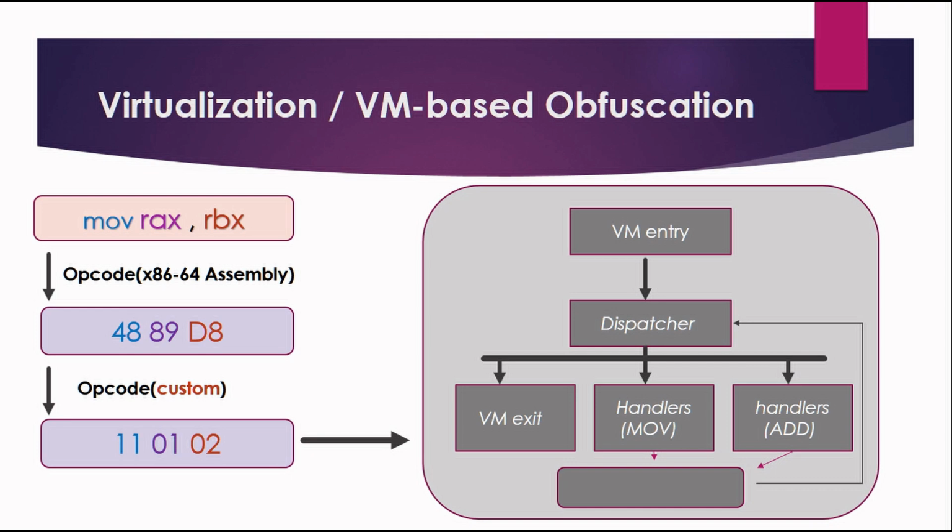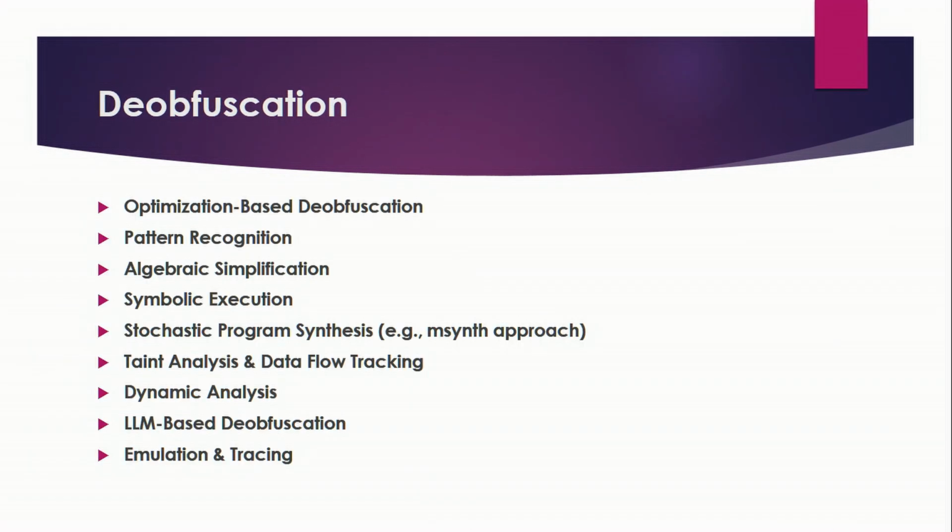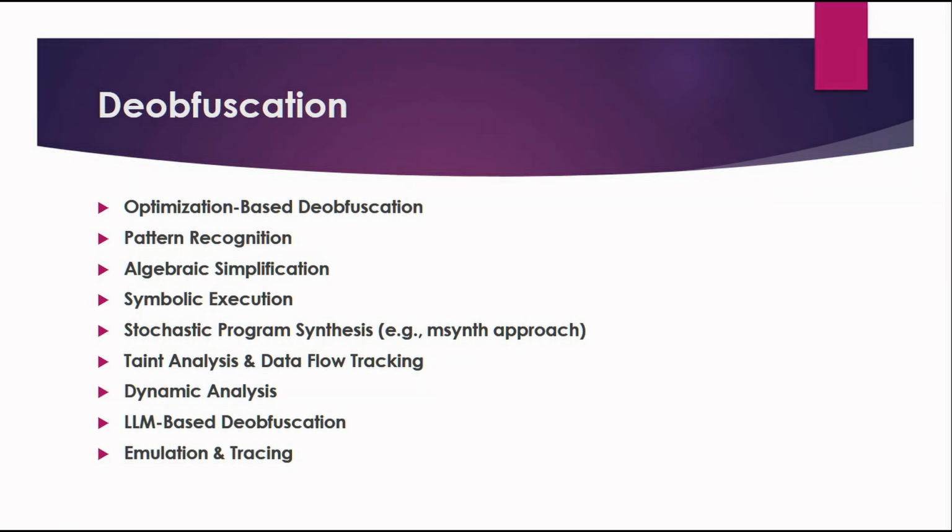So that is a general overview of obfuscation techniques. But keep in mind, there are way more methods out there. If you guys are interested, I can totally make a part 2 and dive deeper into the other ones. Now, on the flip side, there are also tons of deobfuscation techniques to fight back against all of this. Some of the big ones include optimization-based deobfuscation, pattern recognition, emulation and tracing, and many, many more.